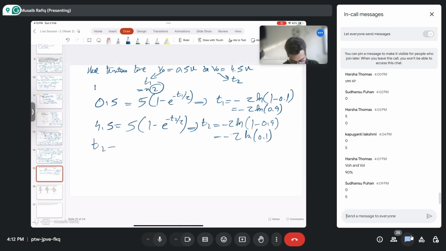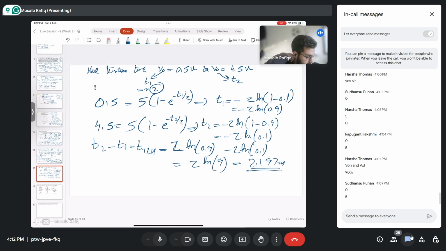T2 minus T1, which is defined as transition time of low to high, comes out to be tau times ln of 0.9 minus tau times ln of 0.1, so it is tau times ln of 9, which is equal to 2.197 nanoseconds. Since the device was symmetric, the transition time and propagation time in both the cases came out to be similar. Any doubts?